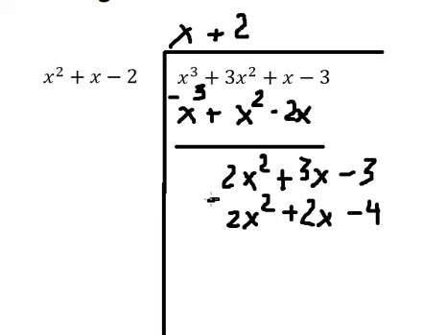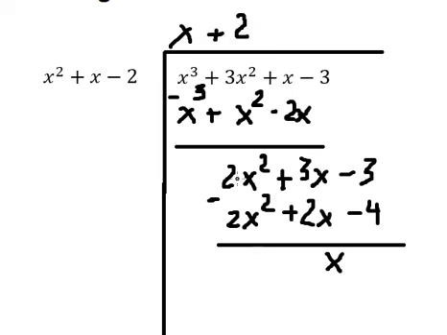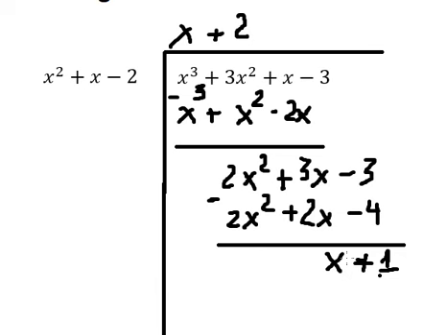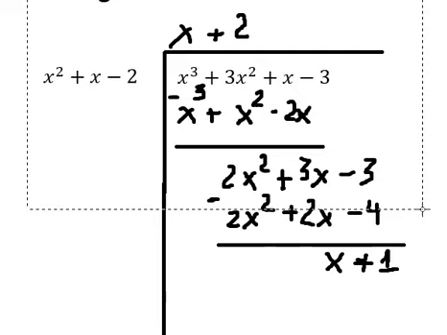We need to subtract the two equations. So 3s minus 2s, you get s. This one cancels. Negative 3 minus negative 4, we have positive 1. So because s plus 1 has a power smaller than s squared here, now we have the final answer.